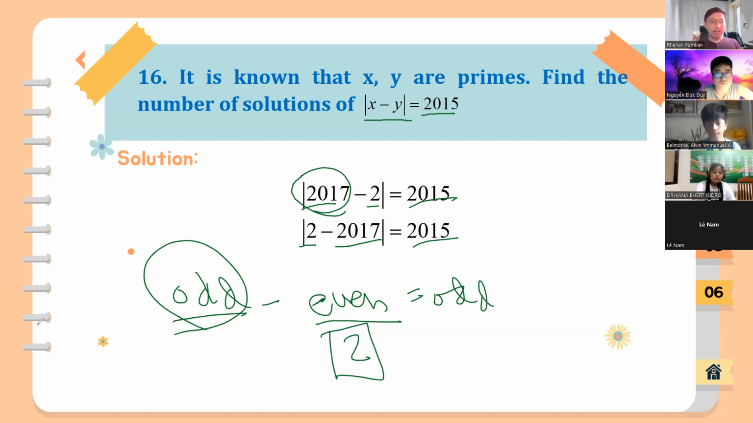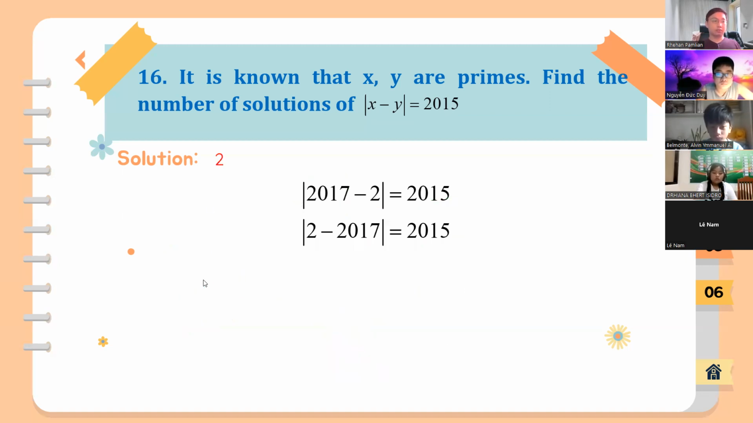Did you guys understand? So the answer here is two. There are two solutions possible. There are two solutions all in all. So two is the answer. Do you guys understand?